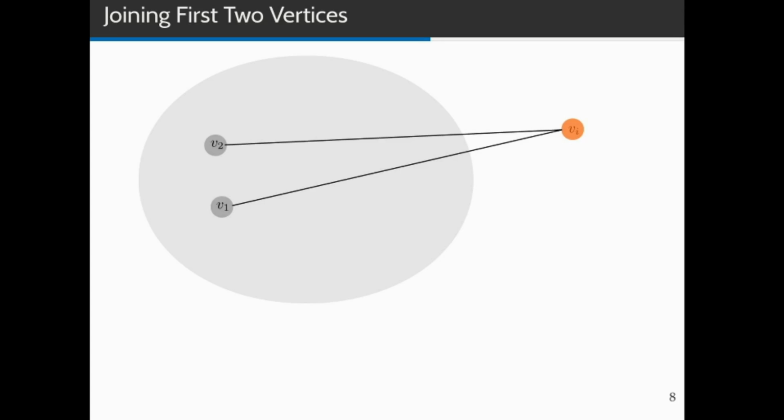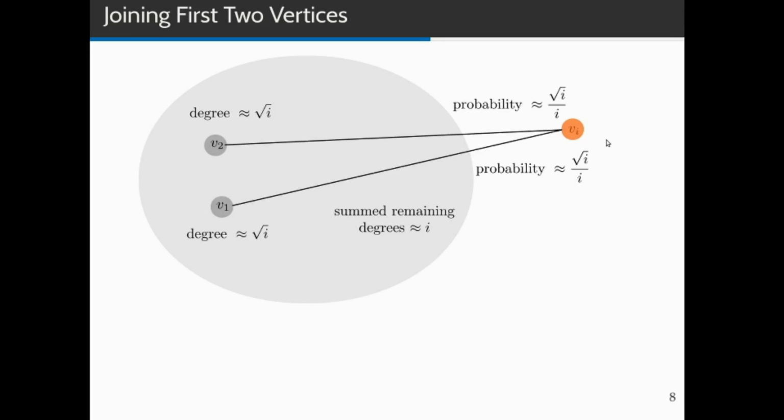What is the probability that the ith vertex vi will connect them? So in round i, the expected degree of v1 and v2 is roughly square root of i, so let's assume that this is their degree, and the summed degree of the remaining vertices is roughly i. So we can estimate the probability of v1 connecting to vi is roughly square root of i over i, equally for the other edge to v2. So the probability of connecting both would be roughly the product, which equals 1 over i. So for the ith vertex, the joining probability is 1 over i.